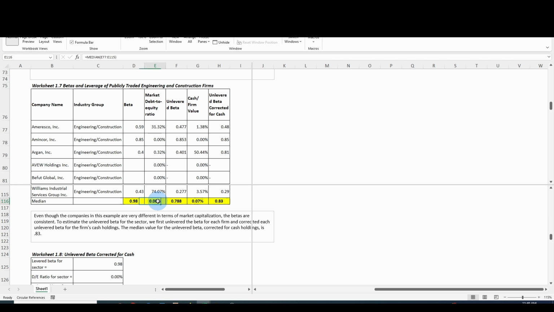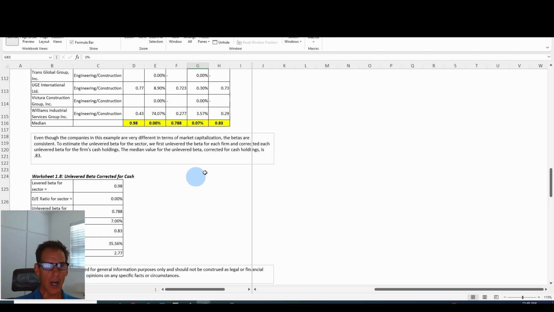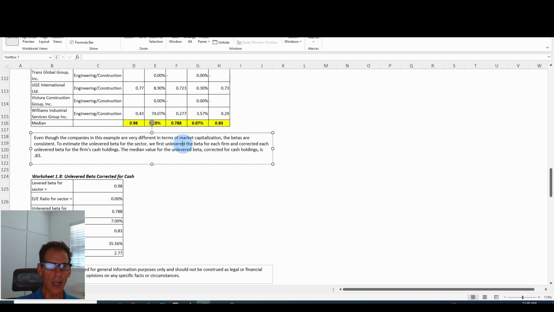Beta. We have median market debt to equity ratio. We have unlevered beta, cash firm value, and unlevered beta corrected for cash. Even though the companies in this example are very different in terms of market capitalization, the betas are consistent. To estimate the unlevered beta for the sector, we first unlever the beta. I'll show you how to unlever it here in a bit. We first unlever the beta for each firm and correct each unlevered beta for the firm's cash holdings. The median value for the unlevered beta corrected for cash is 0.83.